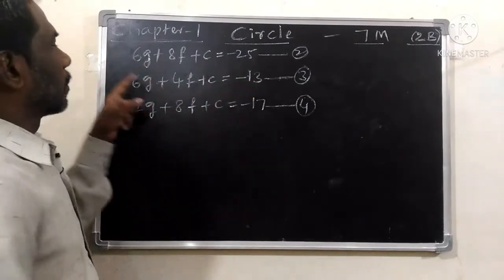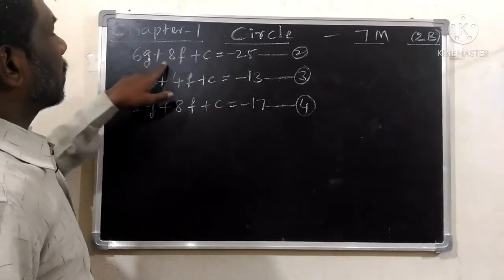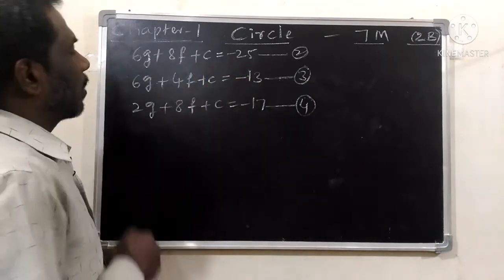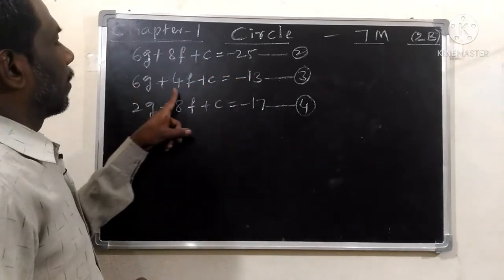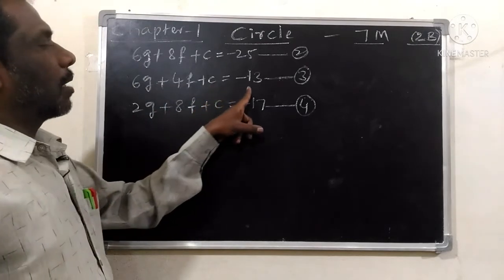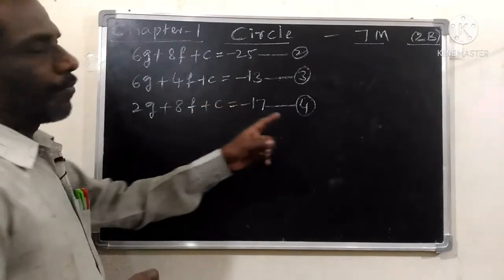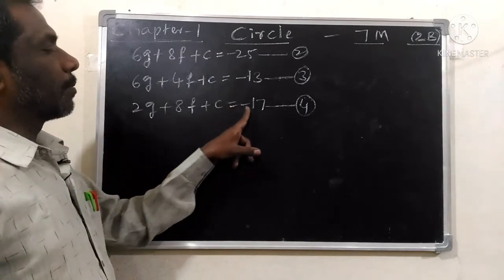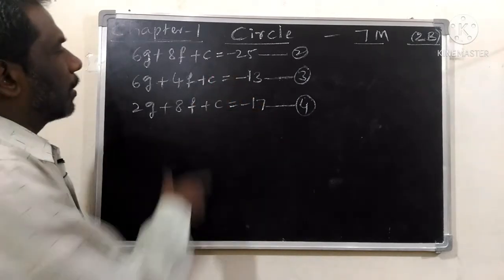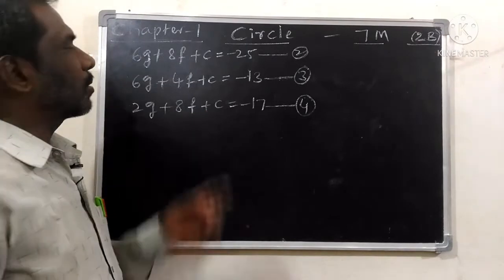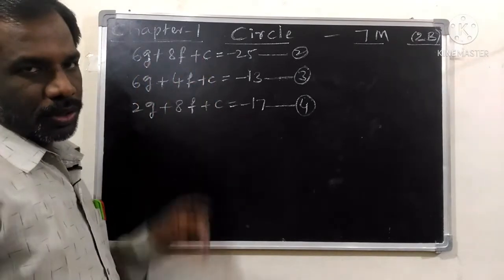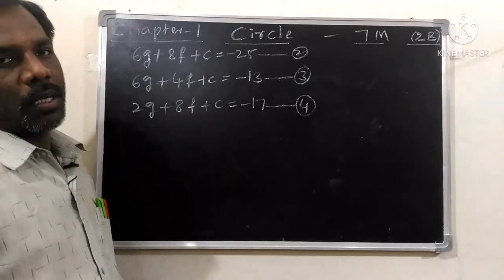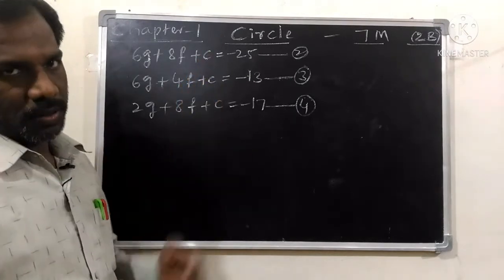Second equation is 6g plus 8f plus c equals minus 25. The third equation is 6g plus 4f plus c equals minus 13. And the fourth equation is 2g plus 8f plus c equals minus 17. Now in these three equations we have three variables, that is g, f, c. To find these three variables we have to solve these three equations.